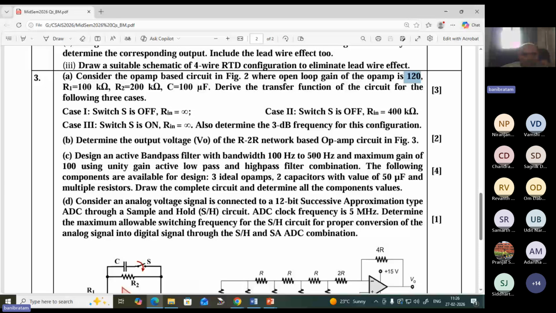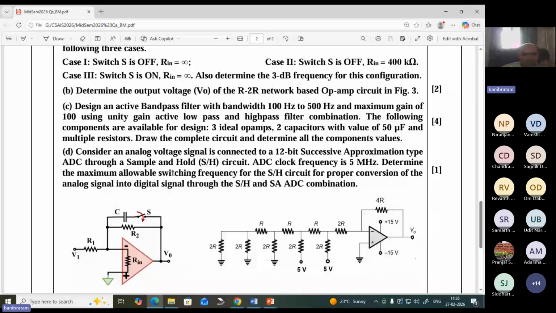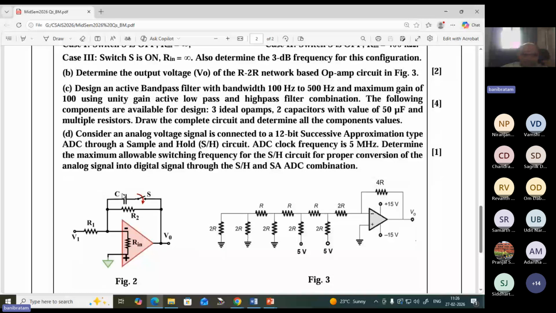In the third case, switch S is on, Rin is infinity. Switch S being on means it will behave as a low pass filter, you can consider, right? This is R and C in parallel, so a low pass filter configuration. So what will be your cutoff frequency? Omega C equals 1 by R2C. From there you have to find out the 3 dB frequency, right?